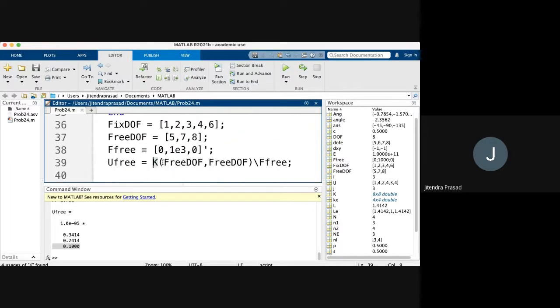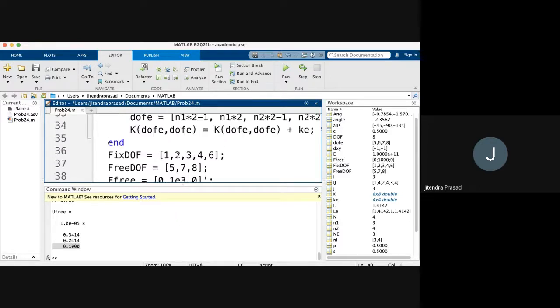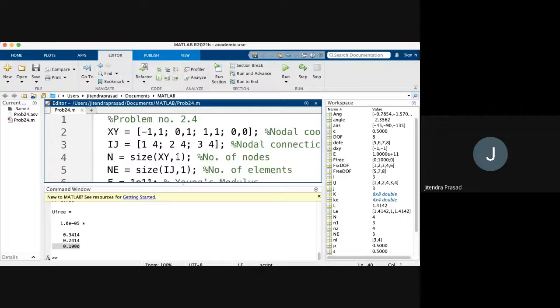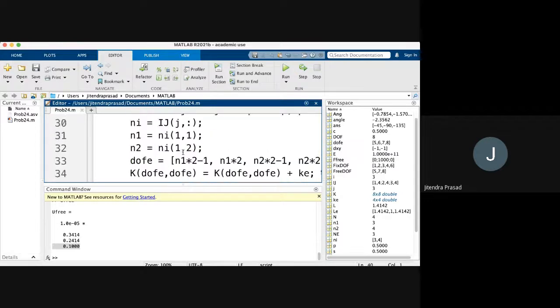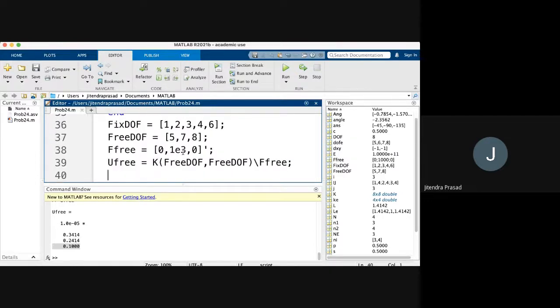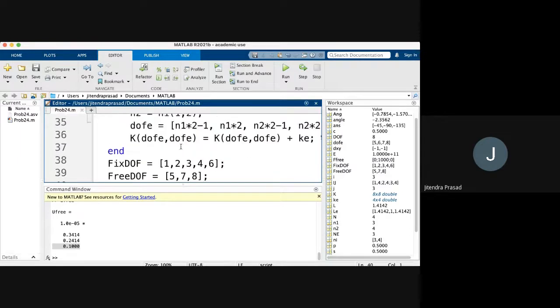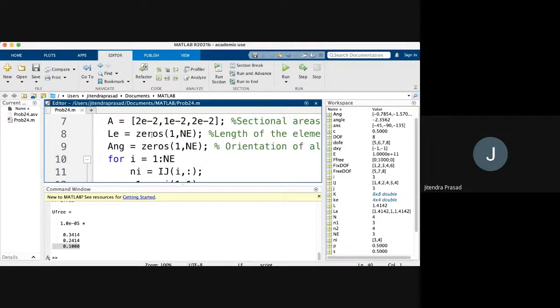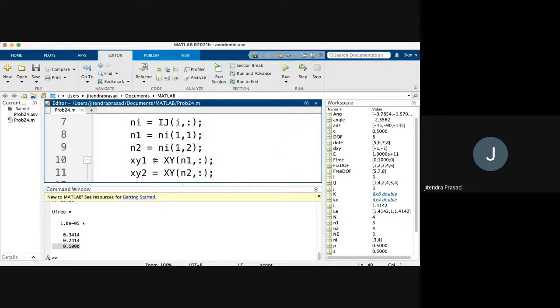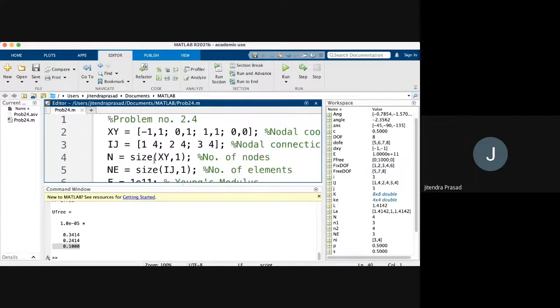Any question, guys? Anything? Okay, guys. If there's no question, then we will continue on this tomorrow. We have to also find out the stresses and all. So that we will do tomorrow. I will also share this file with you guys. So you can also look at this. Okay, guys. See you tomorrow.